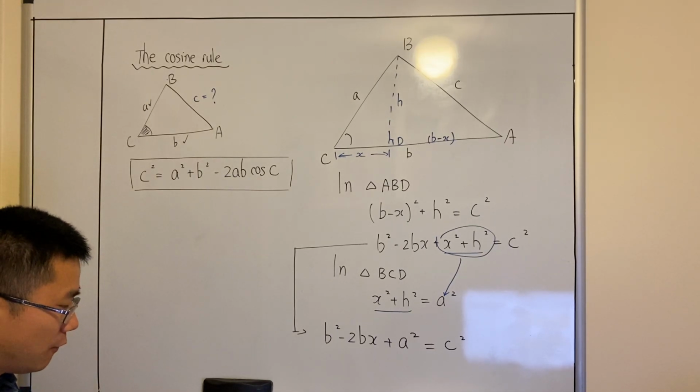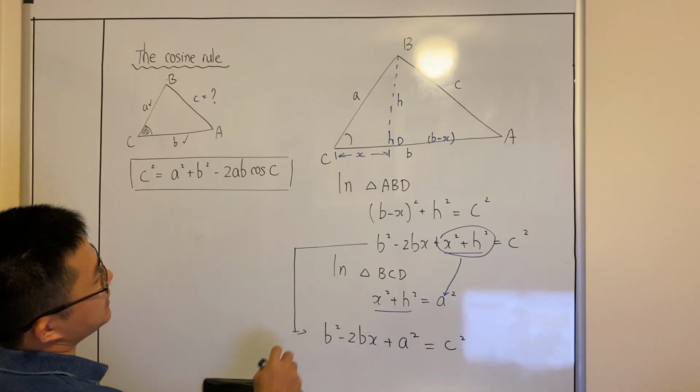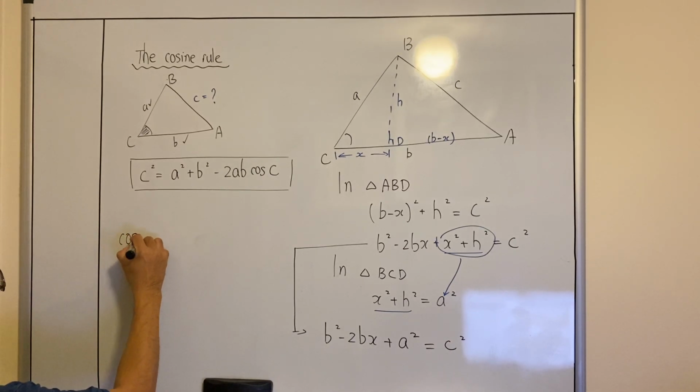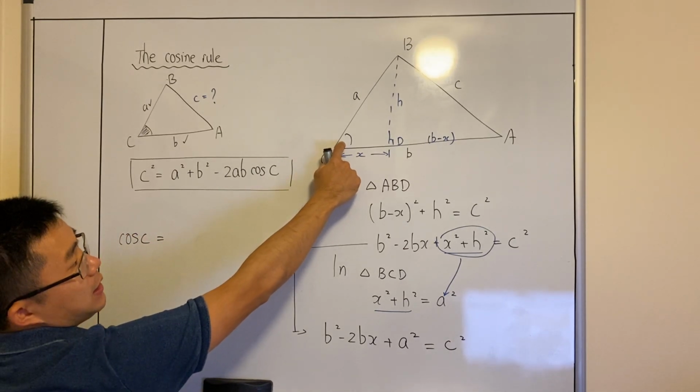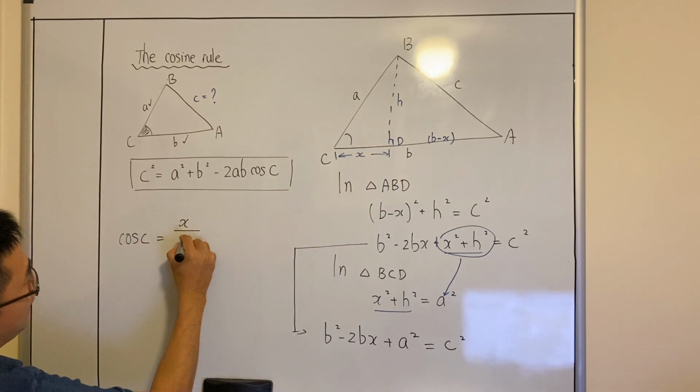So how do we get to that formula? All right, now we're still going to do the questions in the triangle BCD. All right, I'm going to write it here. So in triangle BCD, cosine C is equal to adjacent over hypotenuse, which is X over A.